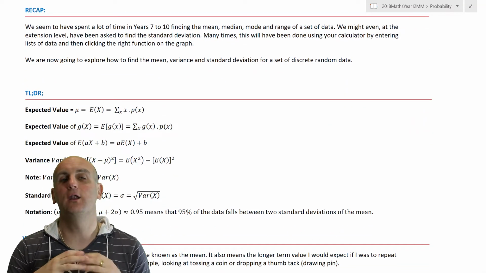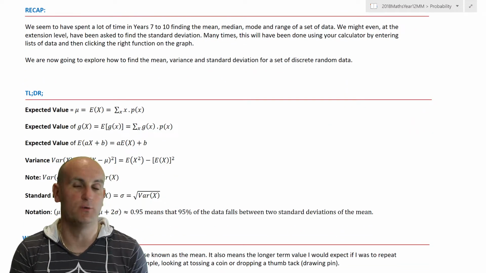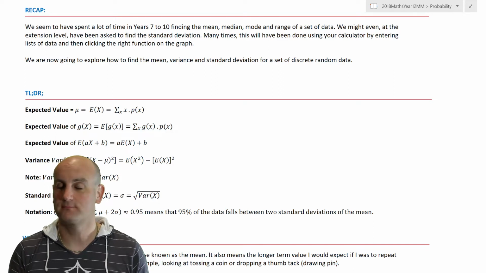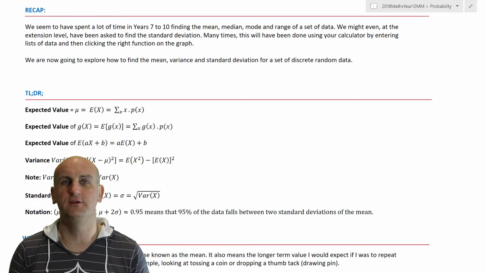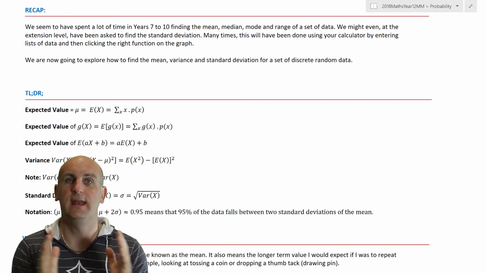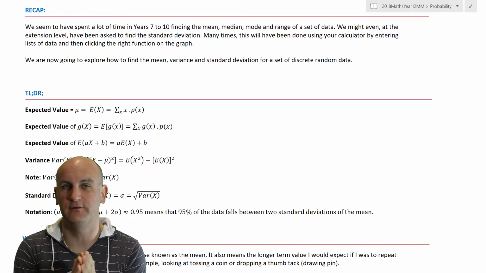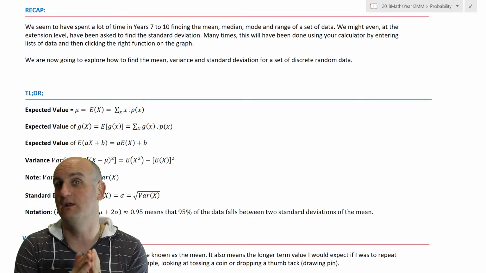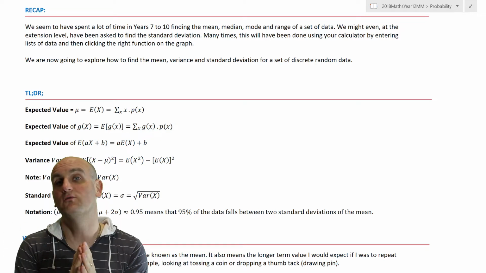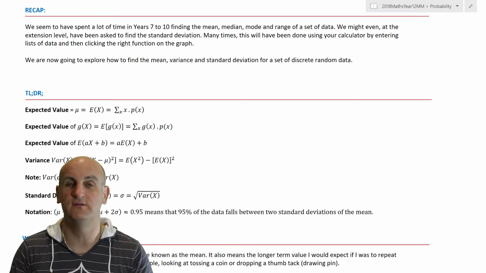Now we've been doing a lot of mean, median, mode and range all the way from about year 7. And all that was trying to do was find out how spread out the data was and how close to a particular center point it was, or where the center of that data was. The median, if you remember, was really good if we had an outlier. The mean was really good if the data was relatively packed together.